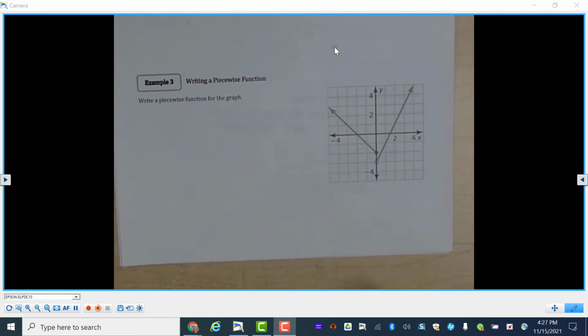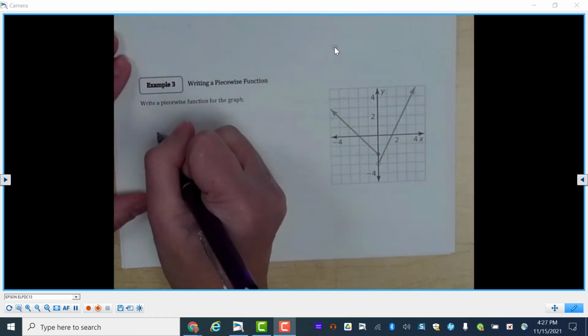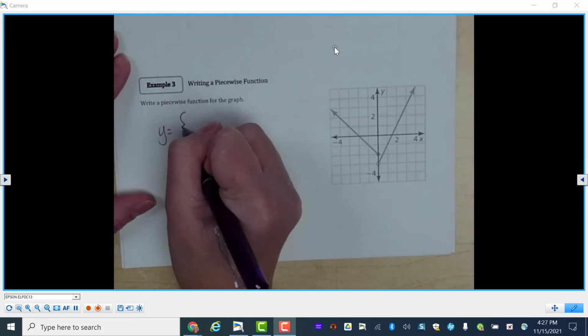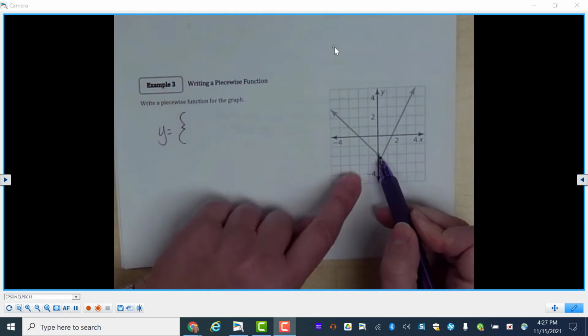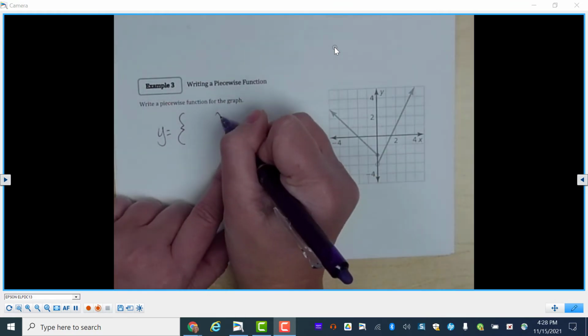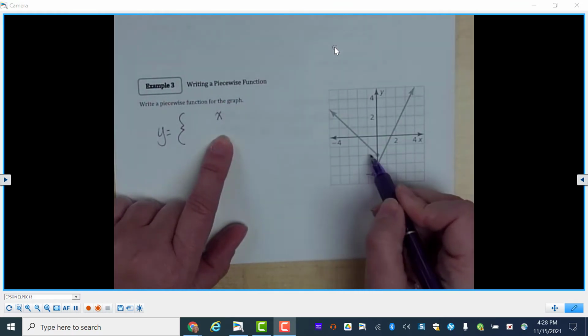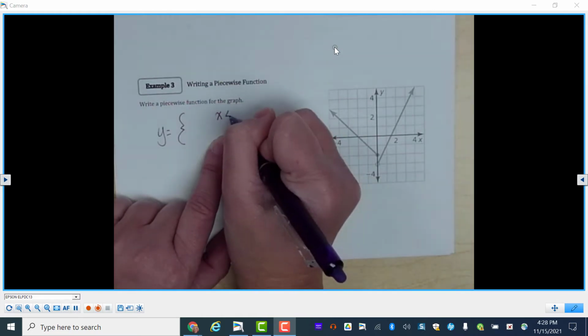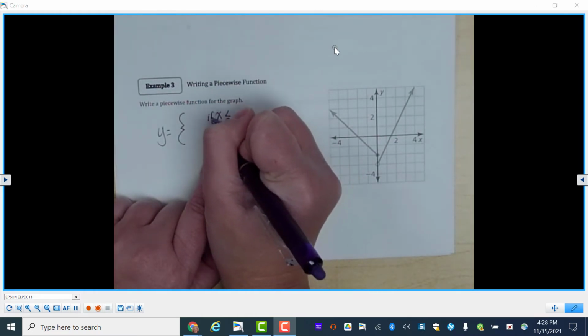Now, how could I go the opposite direction? Given the graph, what would my piecewise functions be? When we started off, we have y equals, and these are brackets. So I'm going to talk about this first one. Let's see, I'm going to go a little bit backwards here. I know I'm comparing x to 0. So I have x, and it's all values less than, but it includes this point. So it's less than or equal to 0.